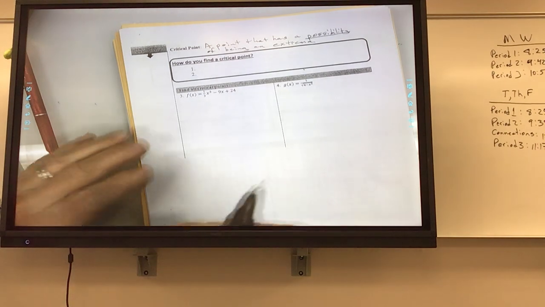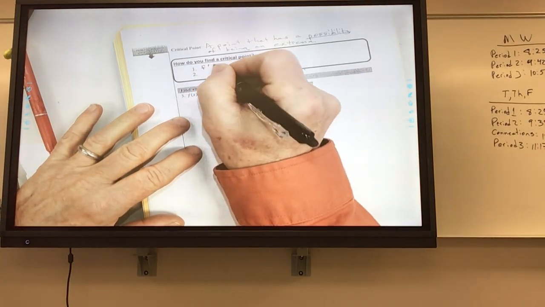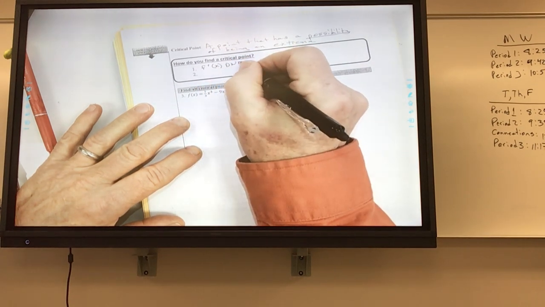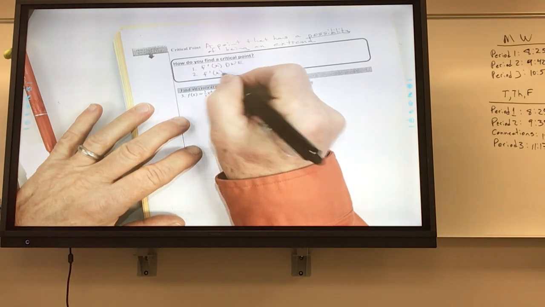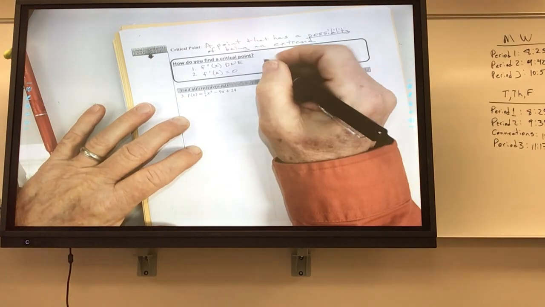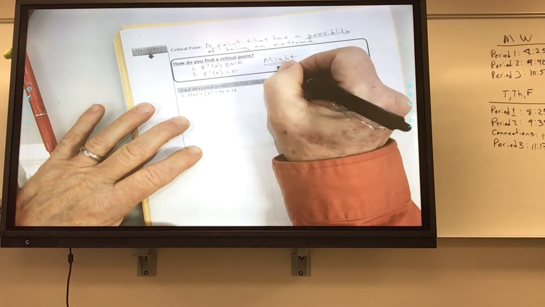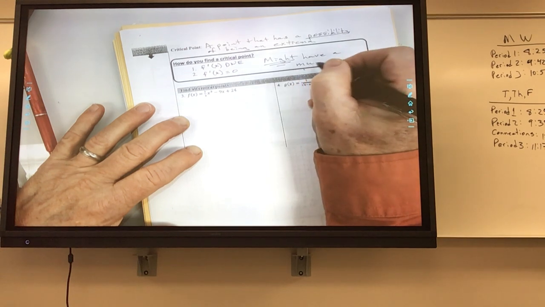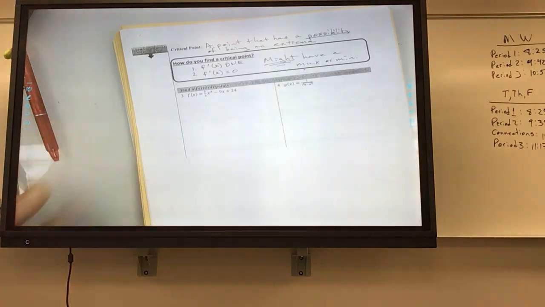All right. How do you find a critical point? Well, maybe the derivative does not exist. Maybe the derivative is equal to 0. You have to consider both. It might have a max or min.